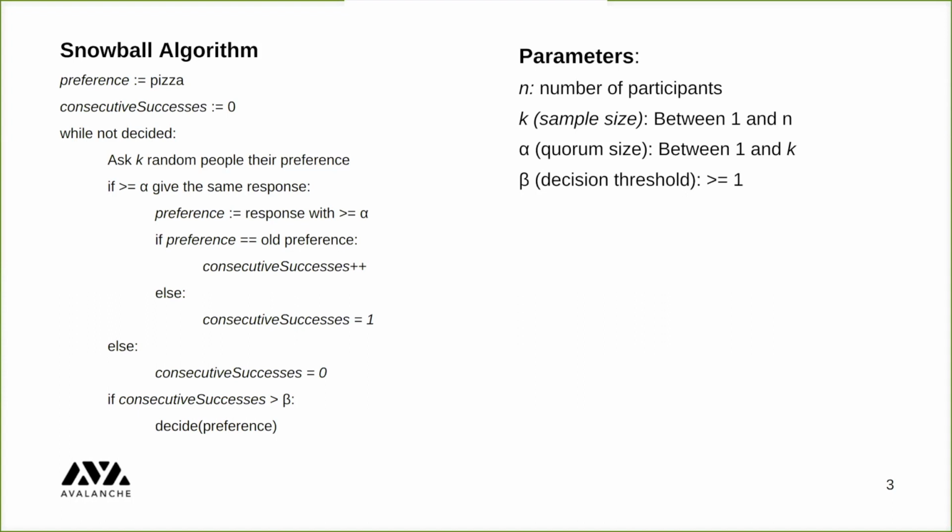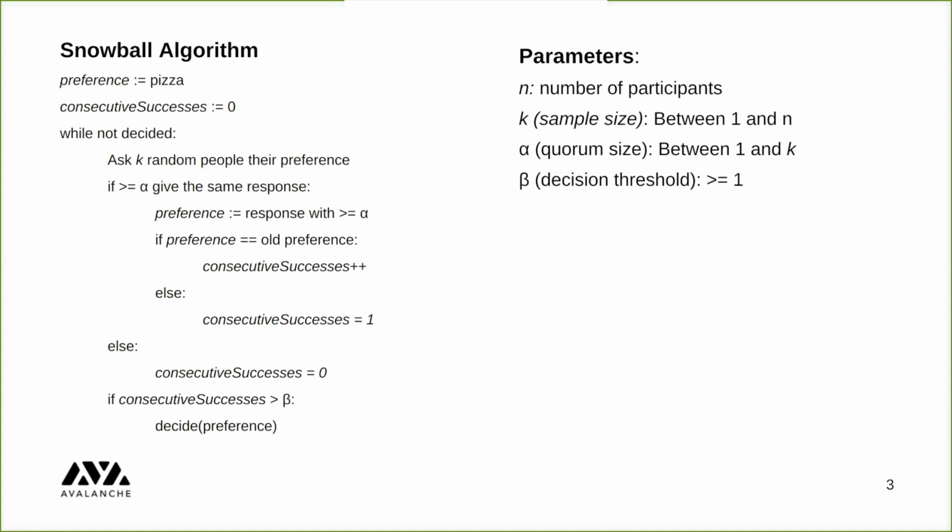So until you've decided, you go up to a few people, just a handful, which is a number that we call K. Maybe it's, I don't know, 10 or something. And you ask them what they prefer. If a sufficient portion of them give the same response, you adopt the preference that got the majority response. And we have this other parameter called alpha, which is the quorum size, we say.